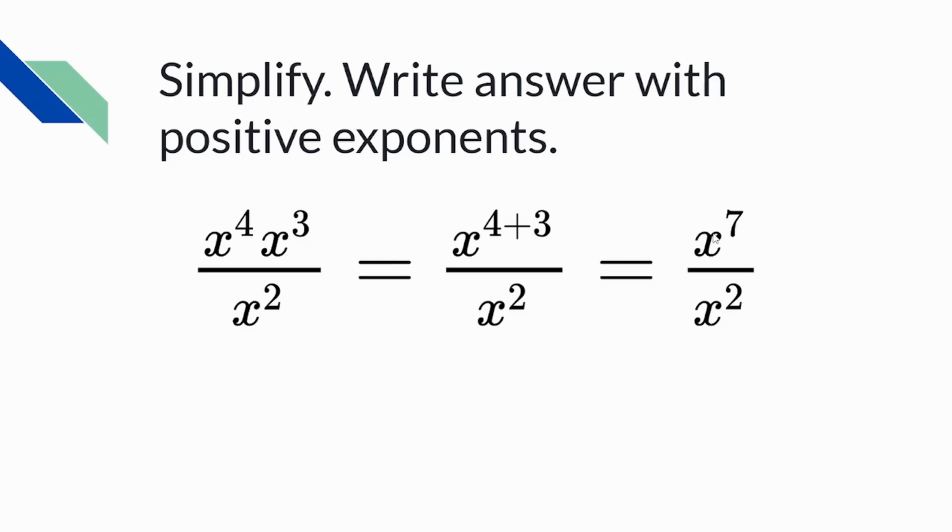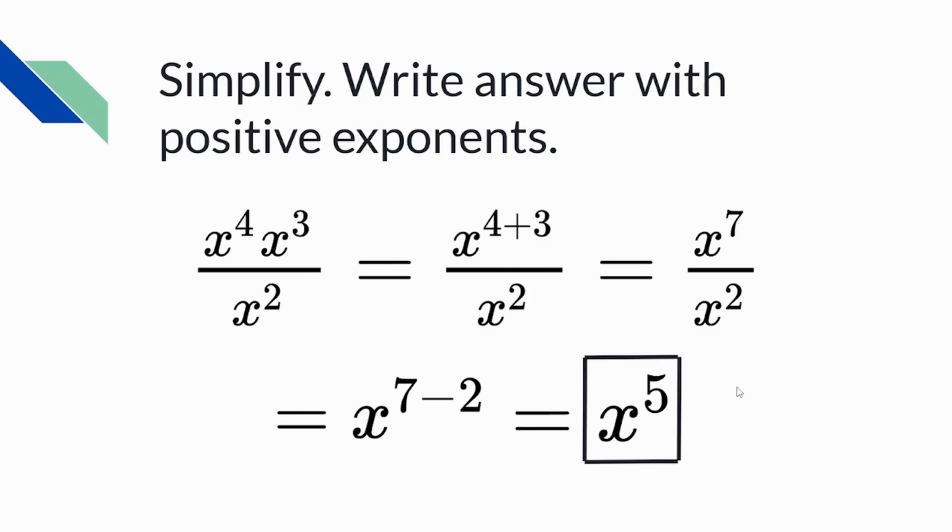Now I want to use another exponent rule to simplify this further. x to the 7 over x to the 2 is equal to x to the 7 minus 2. And 7 minus 2 is just 5. So I have x to the 5, and that's my final answer.